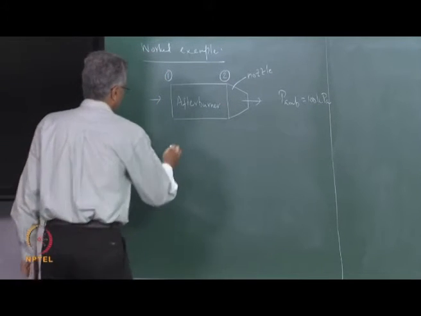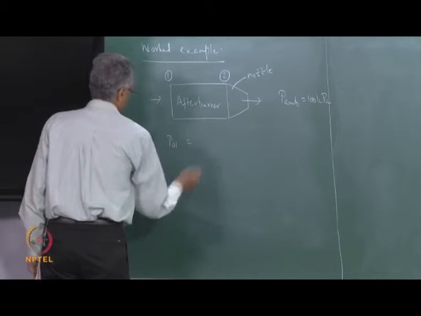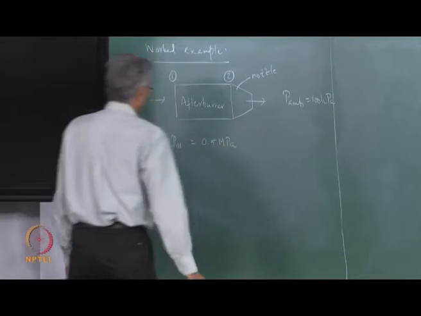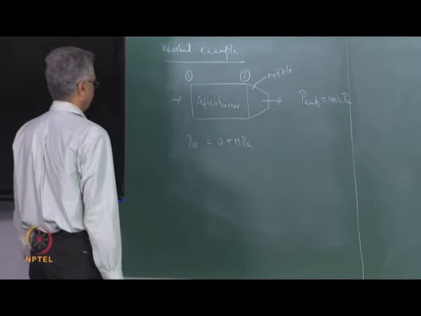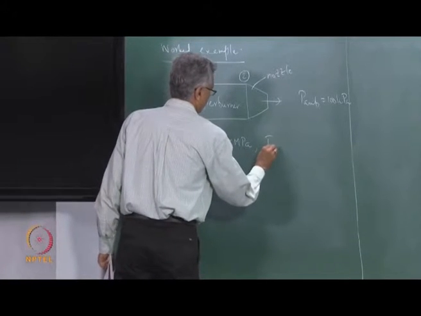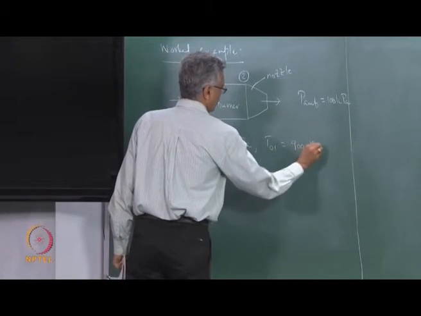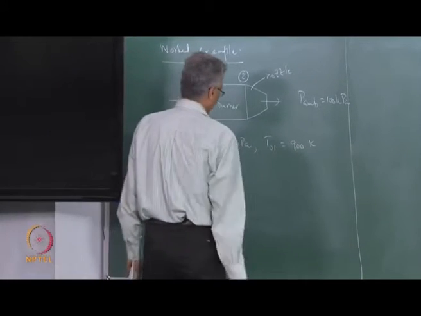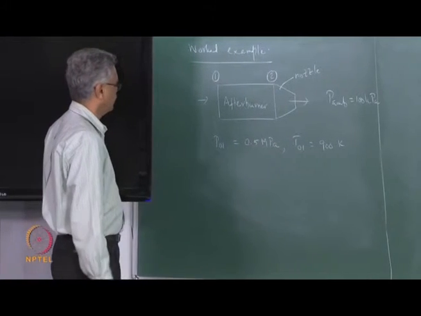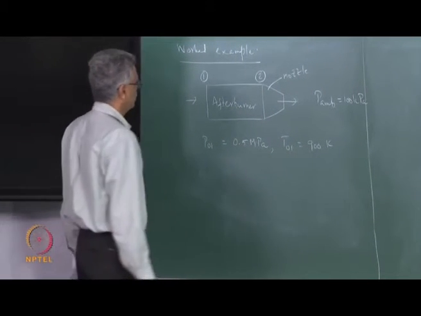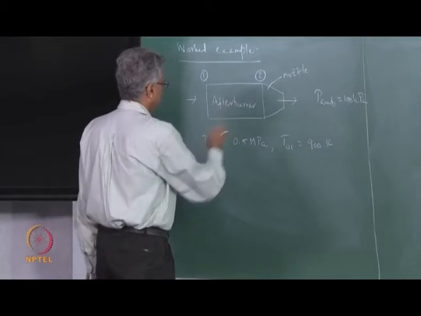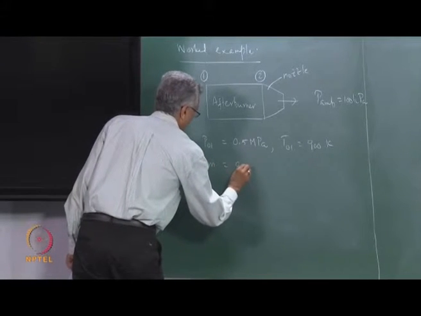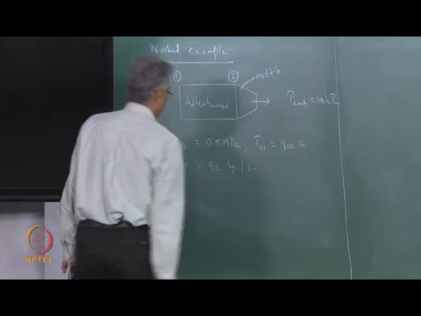So, P01 is given to be 0.5 megapascal and T01 is given to be 900 Kelvin. This is without the afterburner. Okay, so, that is the first case that we are going to look at. Without afterburner, what is the mass flow rate, the throat area and the thrust that is required. M dot is given to be 90 kg per second.